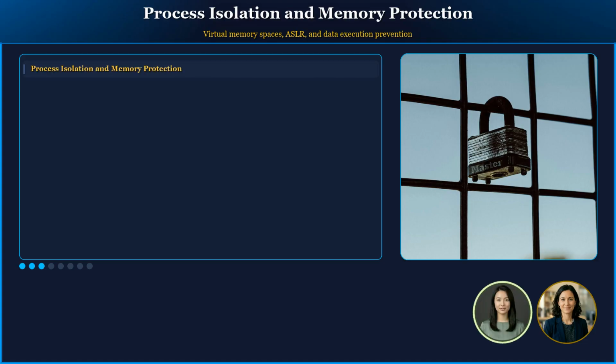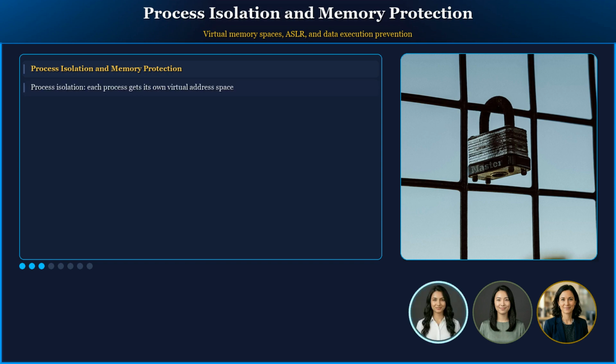Process isolation is how operating systems prevent one process from interfering with another. Quick question for you, Bella. If each process gets its own virtual address space, what stops malware running in one process from reading your browser's memory? The MMU, the Memory Management Unit, enforces that boundary in hardware. Even if the malware process tries to access a memory address belonging to the browser, the MMU rejects that translation, and the OS kills it.